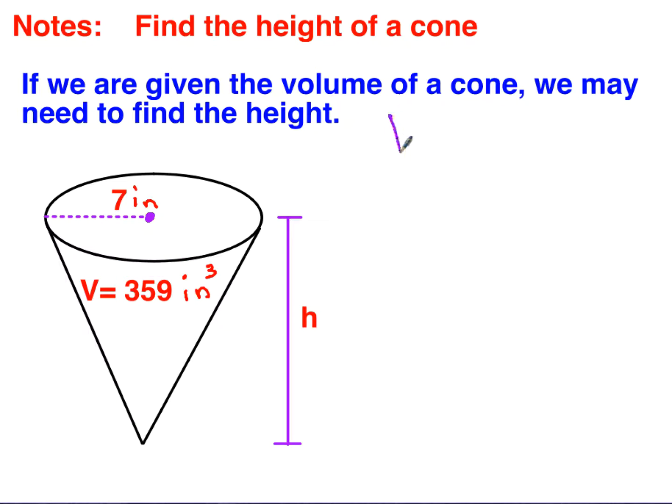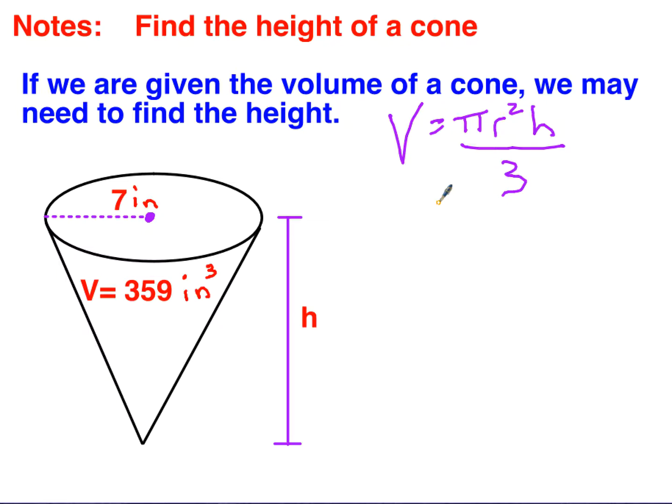First I need to go back and look at my formula for the volume of a cone. If we remember, it's pi r squared times my height, and then I divide all of that by 3. So I'm going to do exactly what we normally do: plug in the values that we know into our formula, and then solve for whatever's missing.